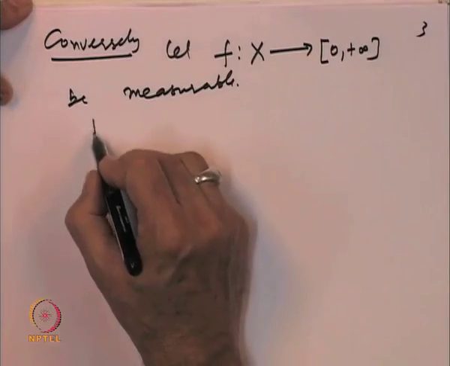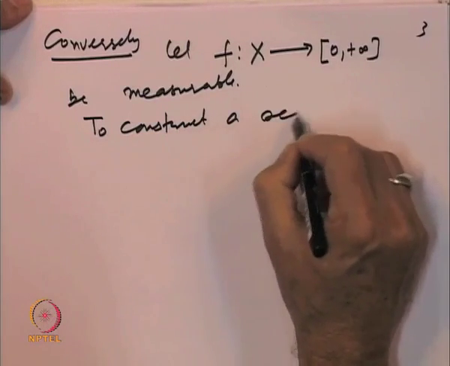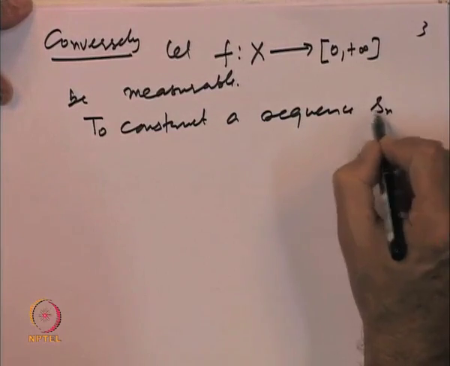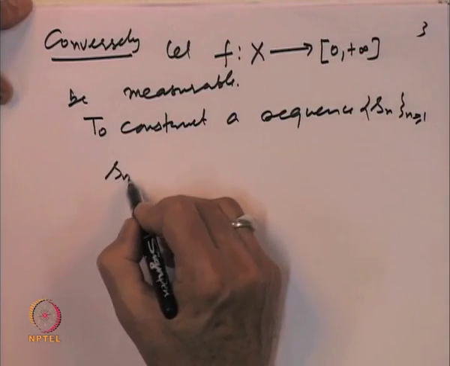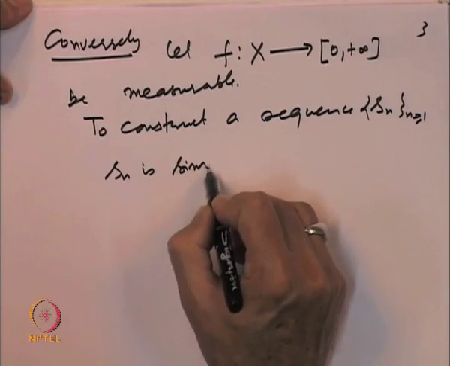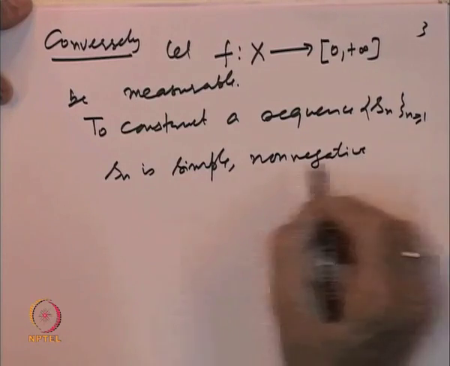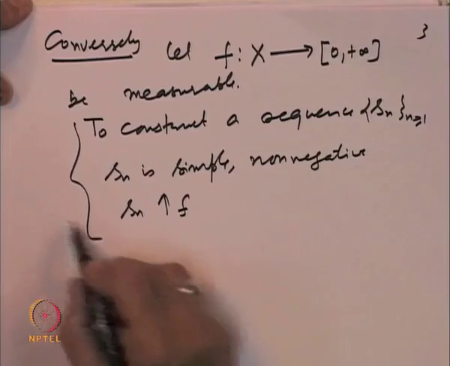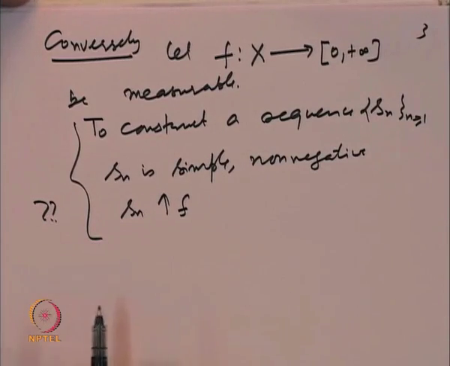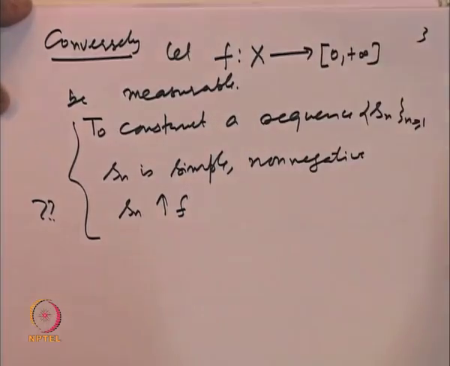So, we want to construct a sequence S n of functions such that each S n is simple, non-negative, and S n is increasing to f. So, this is all we want to do. The construction is intuitively very obvious, but needs to be explained.